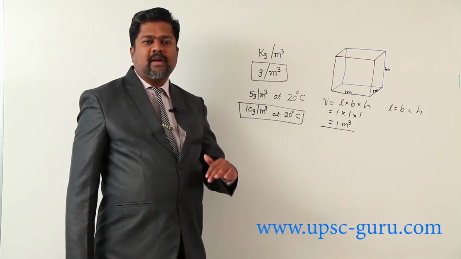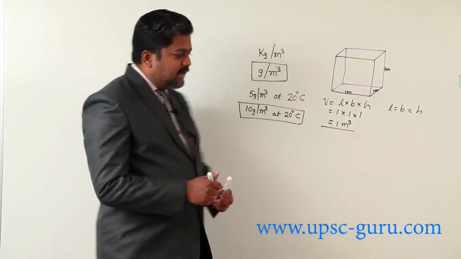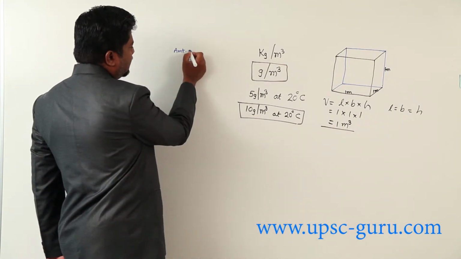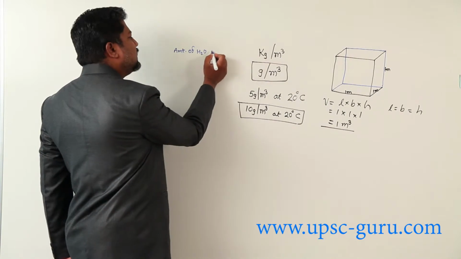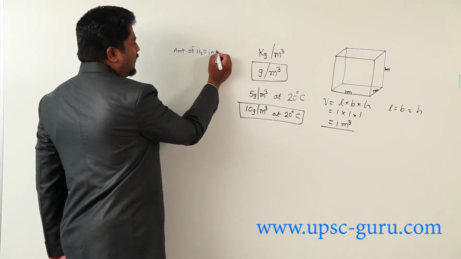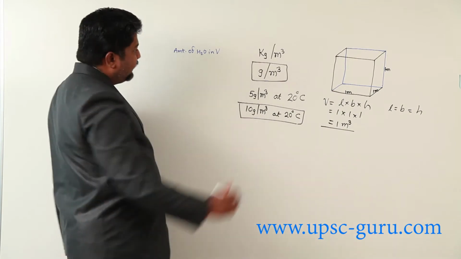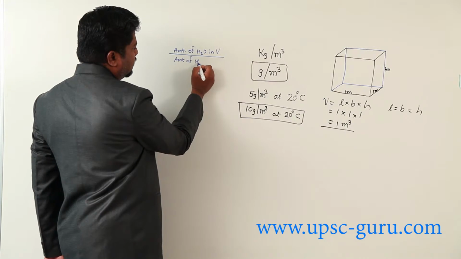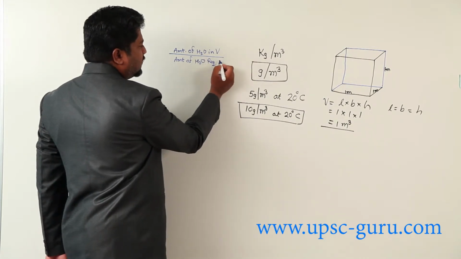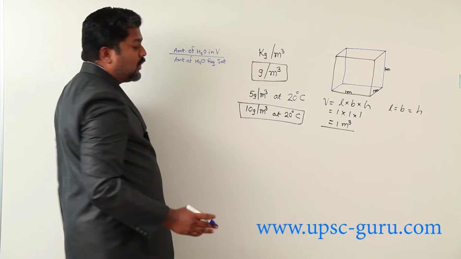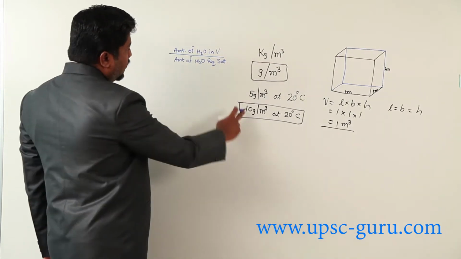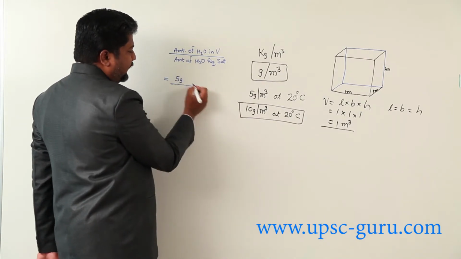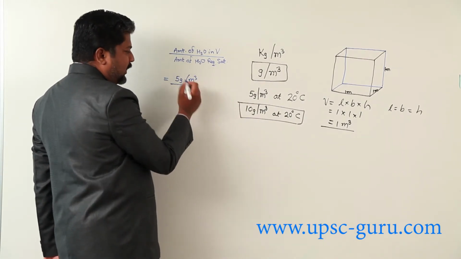So I have to put forward a concept, that is relative humidity. Relative humidity is given like this: the amount of water present in a definite volume, divided by the amount of water required for the saturation process for that volume. Now, what is the amount of water present? That is 5 gram per meter cube in a definite volume.